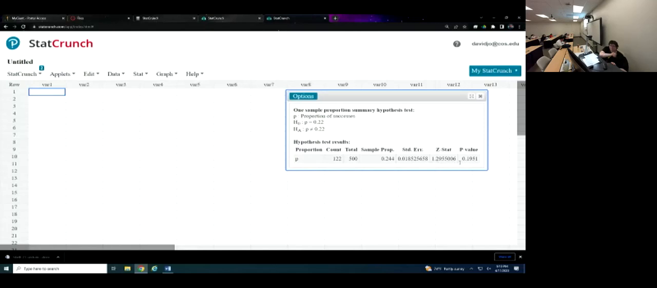I'm going to write down this information here, the Z-stat, the p-value. And I'm only going to write down three decimal places for the Z-stat. Because I'm lazy. P-value, I don't know why I always write it all down.